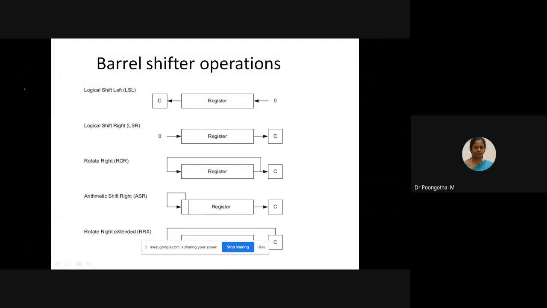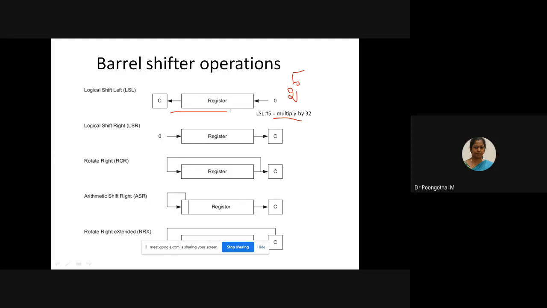So logical shift left shifts the register content towards the left by a specified amount. LSL #5 means it multiplies by a power of 2, that is 2 power 5, which is equal to 32. So it works fine for both signed and unsigned numbers. LSL means multiply the register content by 2 power n, where n specifies the number of shifts.